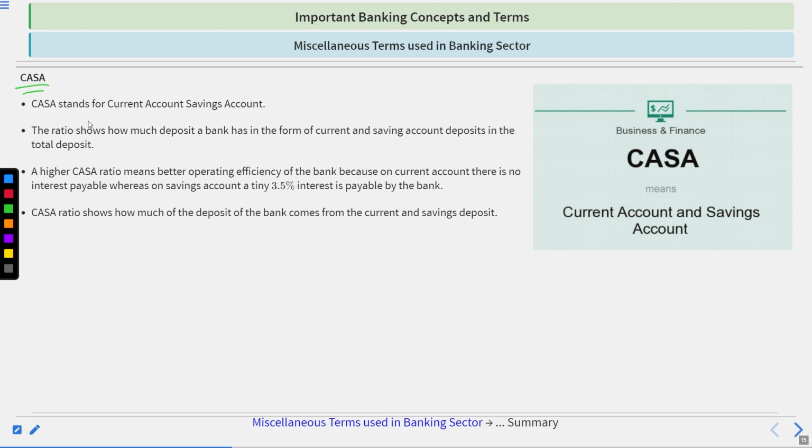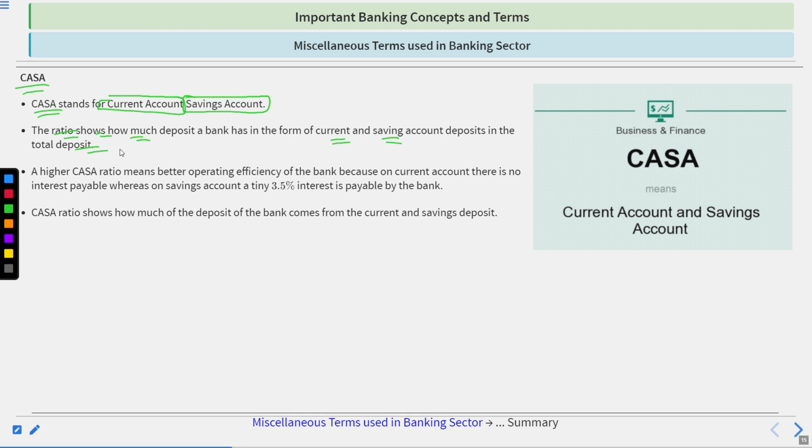Now we have the CASA. CASA stands for current account and savings account. These are generally the normal banking accounts. The ratio shows how much deposit a bank has in the form of current and savings account deposits in the total deposit. Like you can say, if the bank has 100%, okay, so 60% is in current accounts and 40% is in savings accounts, then the CASA ratio will be 6:4. Similarly, if the current account holds only 30% and the savings account holds 70%, then the ratio will be 3:7.